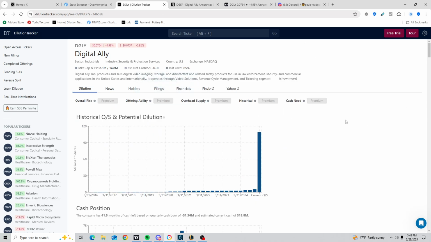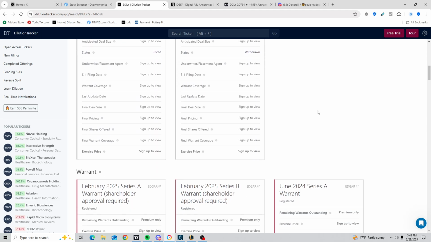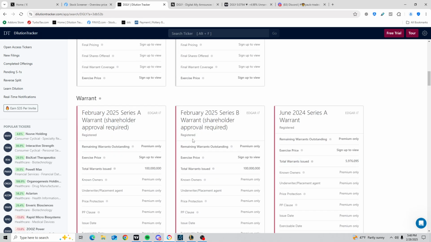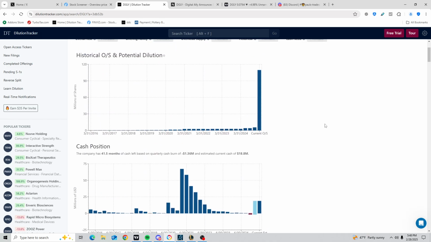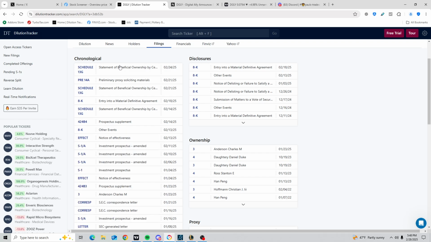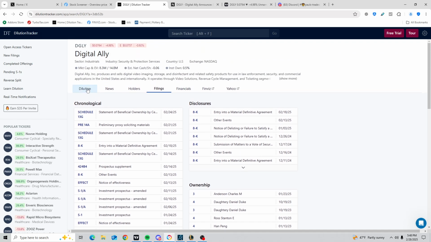Now, I talked about this on Twitter, but when they did the offering, they had these 2 warrants that were issued at shareholder approval. So they had already approved a reverse split going back a little while ago, I believe. They approved a reverse split.